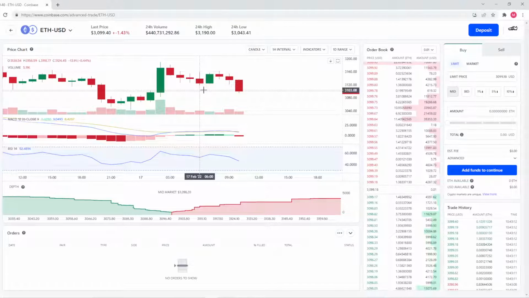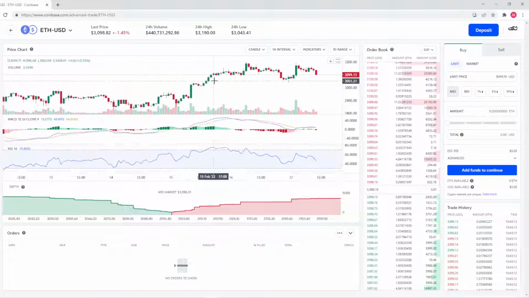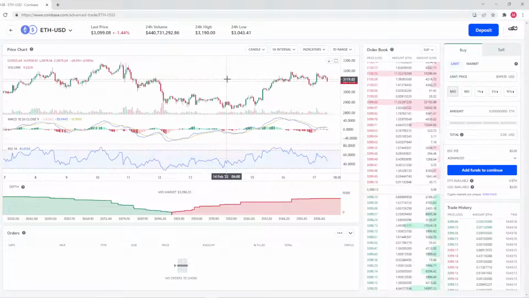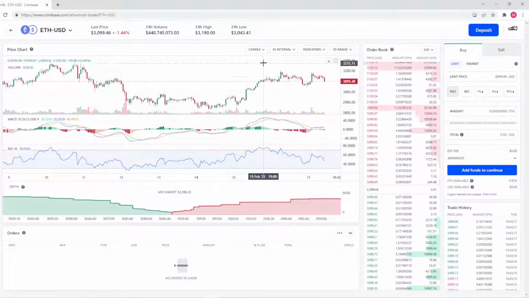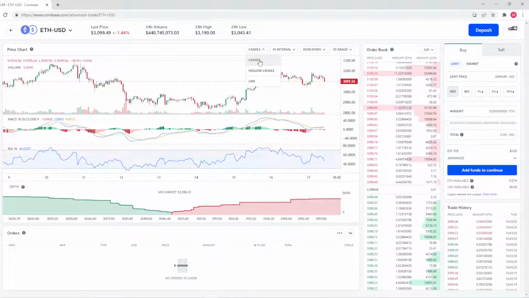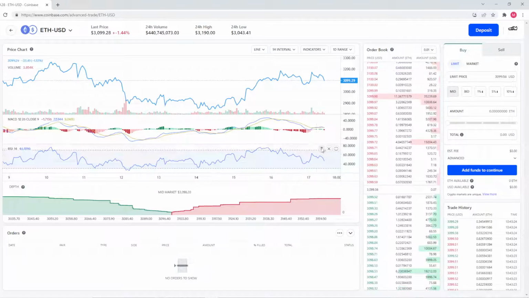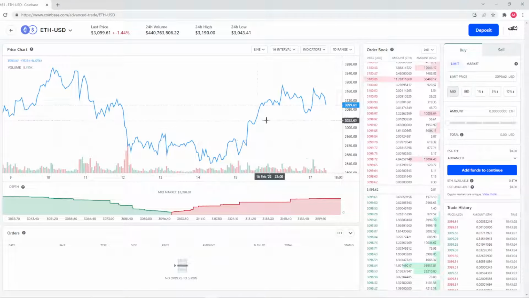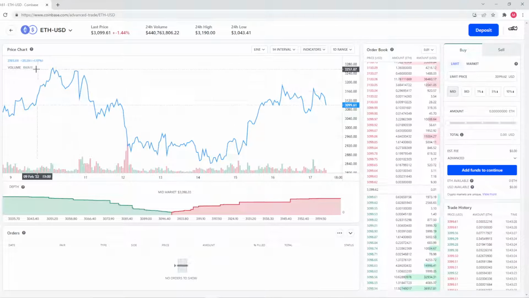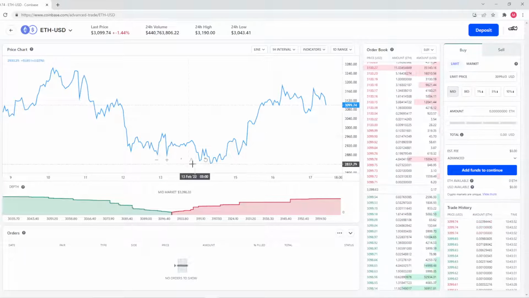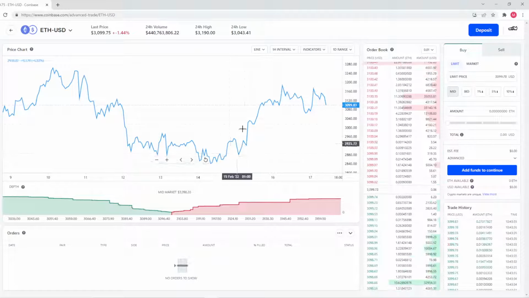Then here we go on the Coinbase dashboard, and this is the new advanced trading system. So we can select our candles. We have the current candles right here. We have the hollows, and then we have the line. If you are not familiar with what Coinbase used to be, it used to just really be a line chart, and this is what you had to go by.